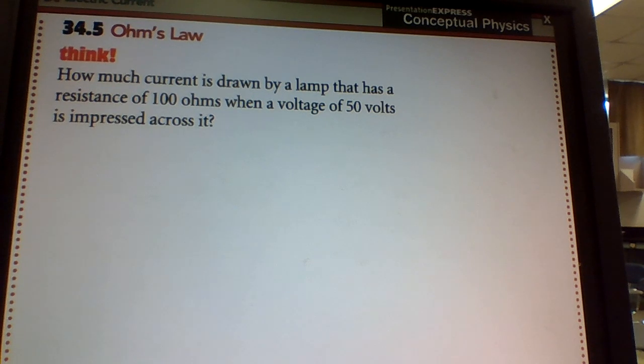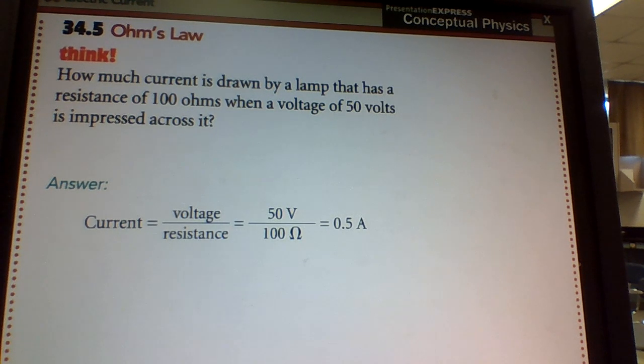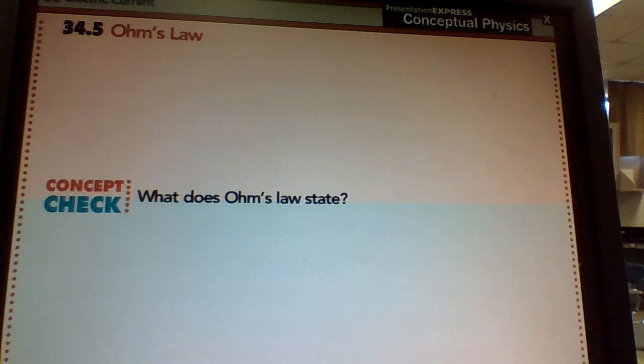So how much current is drawn by a lamp that has a resistance of 100 ohms when a voltage of 50 volts is impressed across it? So again, we have to be thinking that I equals V divided by R. And so this is going to be 50 divided by 100, which means we should see half an amp of current flowing through it. Half an amp of current, my apologies. So what does Ohm's law tell us? Again, it just tells us that current is related to voltage directly and resistance inversely.